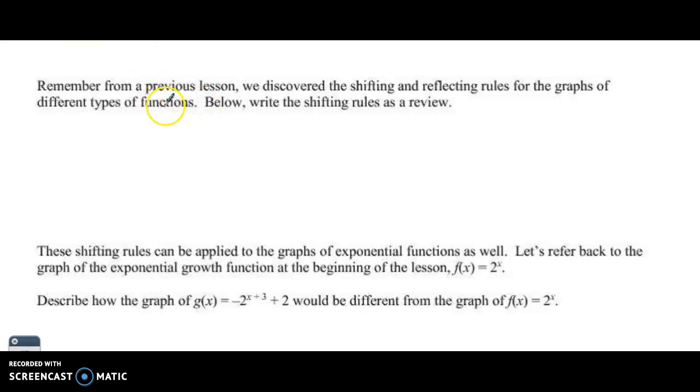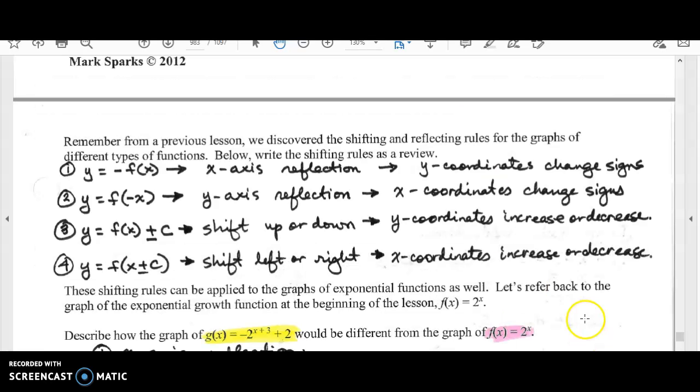So as we look at our shifting and reflecting rules, I want to make sure I'm not forgetting anything, so I'm going to pull up the answer key. Just a reminder that if we have the negative a value, it's going to be an x-axis reflection, and it might help you to remind yourself that if we have an x-axis reflection, the y-coordinates change signs. And if we only change the x value to be negative, then it's a y-axis reflection.